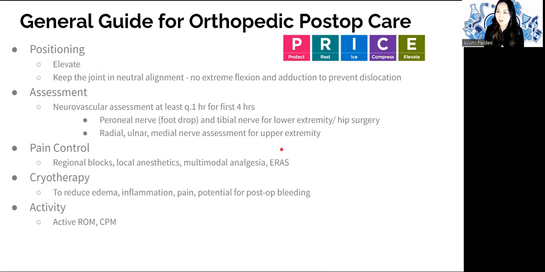Like I talked about earlier, you really need to know what nerve supplies what, especially if you work in orthopedics. Pain control. Again, orthopedic procedures are very painful procedures. So they use a lot of different ways to manage the pain, and often they utilize regional blocks, local anesthetic, and multimodal analgesia, and they have an ERAS protocol. Cryotherapy, so they're going to be putting on ice to reduce edema, inflammation, pain, and the potential for post-op bleeding. And activity, they might be up and walking almost immediately after surgery. Active range of motion makes sure the joint is moving, and they might be using CPM machines, for example, for ACL surgery to keep that ligament moving.